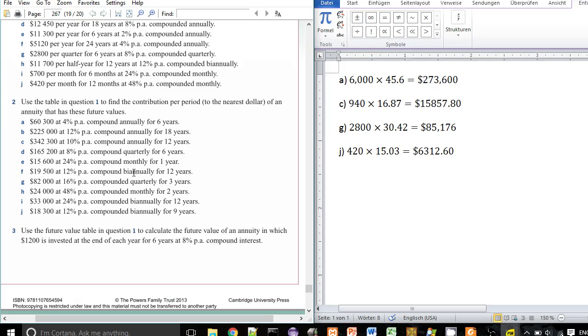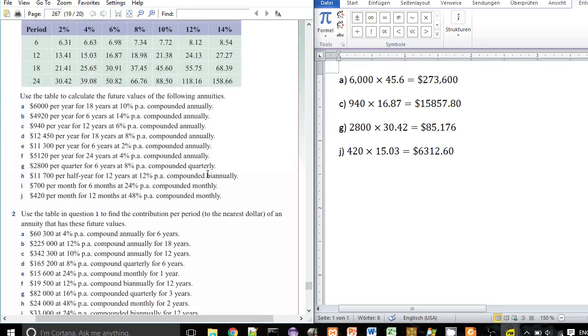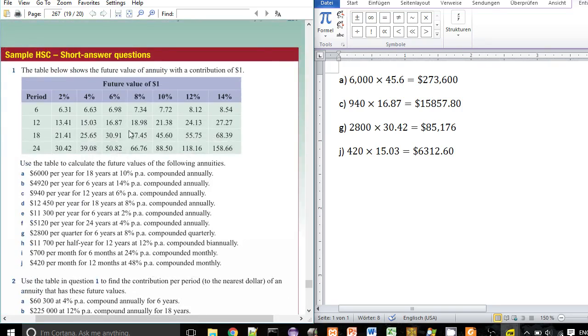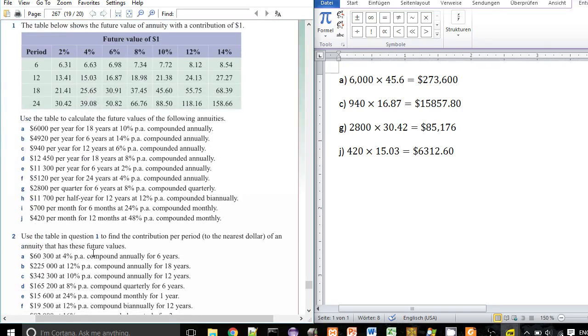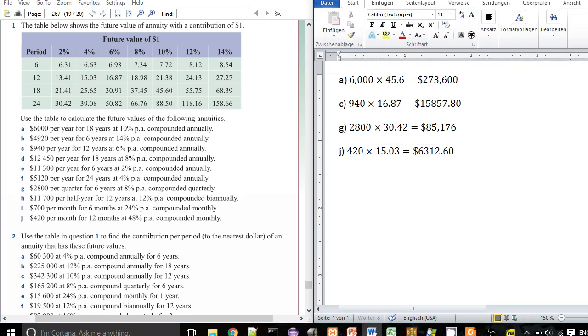Unintentional pun. Alright, this one. Yeah, the table in question 1, same table. Oh, okay, working backwards, I think. Oh, okay, yeah. I think it's just almost the same thing. So, okay, fine. Question 2A, whatever.